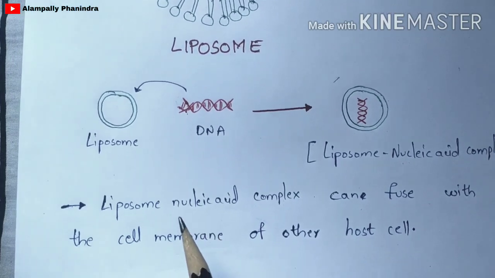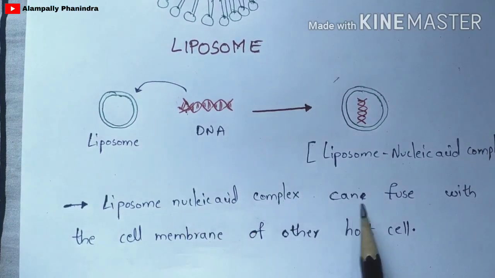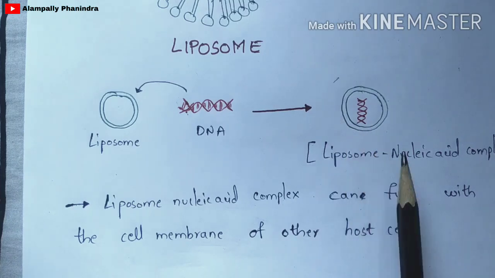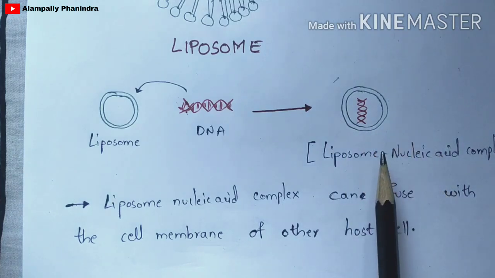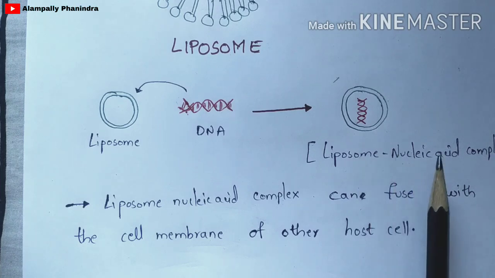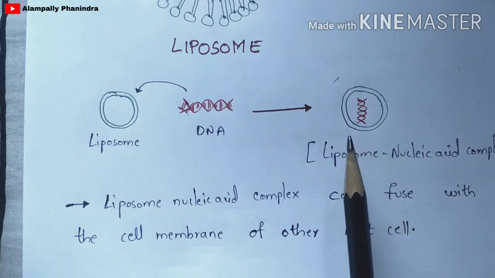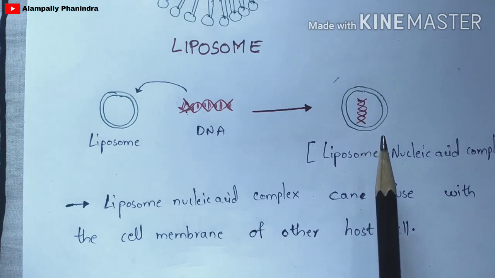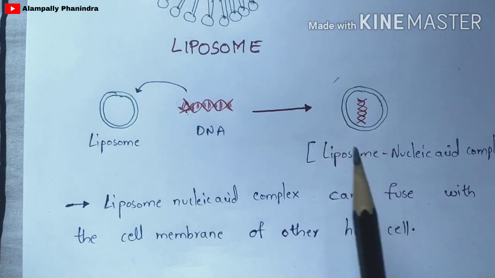That's what I have mentioned here. The liposome nucleic acid complex can fuse with the cell membrane of another host cell. Here the formation of the liposome nucleic acid complex has been done, and now this complex has a capacity to move towards another cell and interact with that cell, which is called the host cell. Now let us see how this phenomenon occurs.